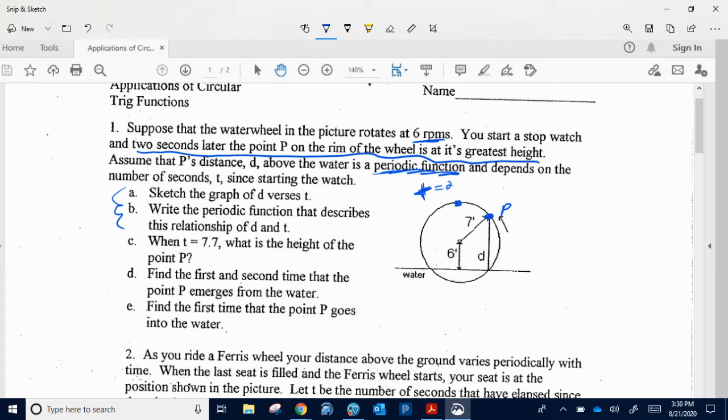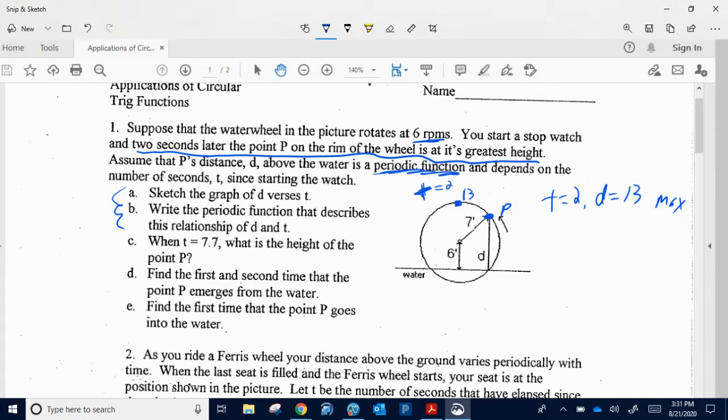We know from this picture, you have a water wheel whose center is 6 feet above the water. The radius on this wheel is 7 feet. So if 6 feet is the middle here, that means this maximum is 6 plus the 7, taking us to 13. And that's going to happen at 2 seconds. So at t equals 2, we have a d equal to 13. That's our max.